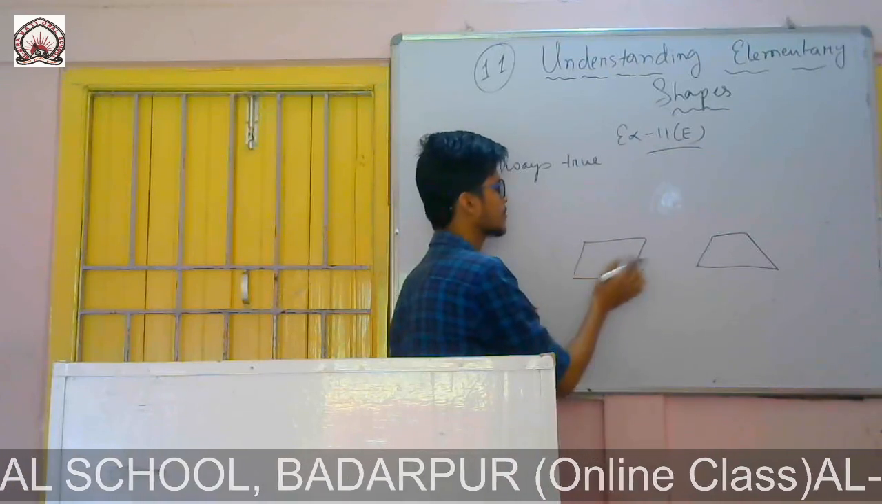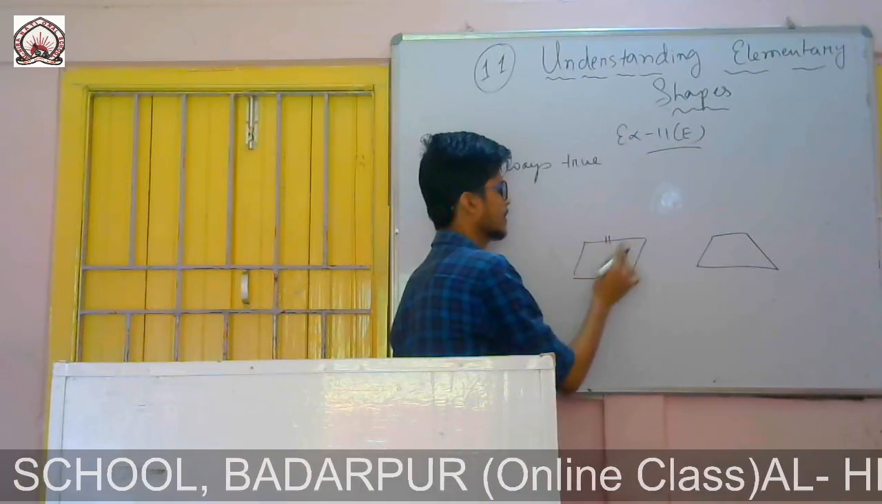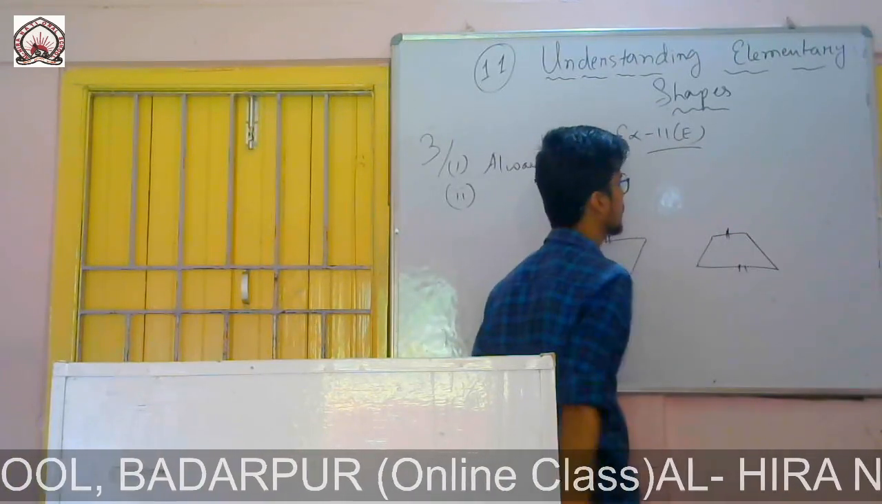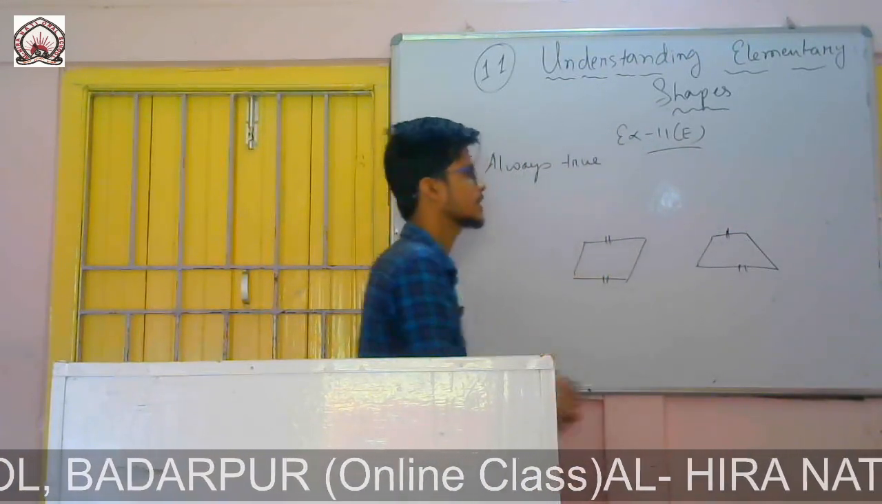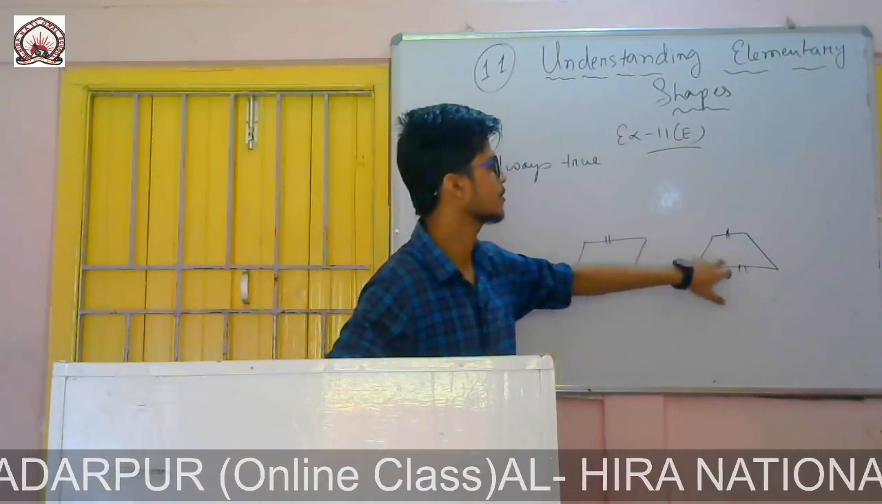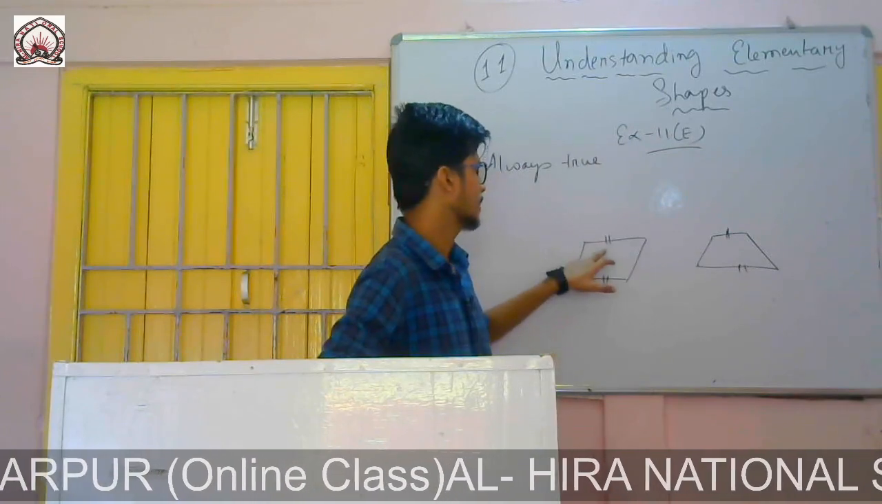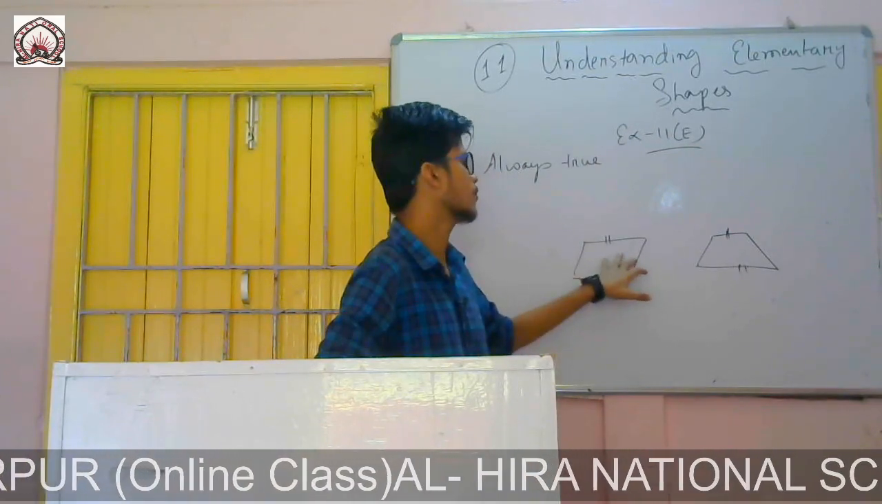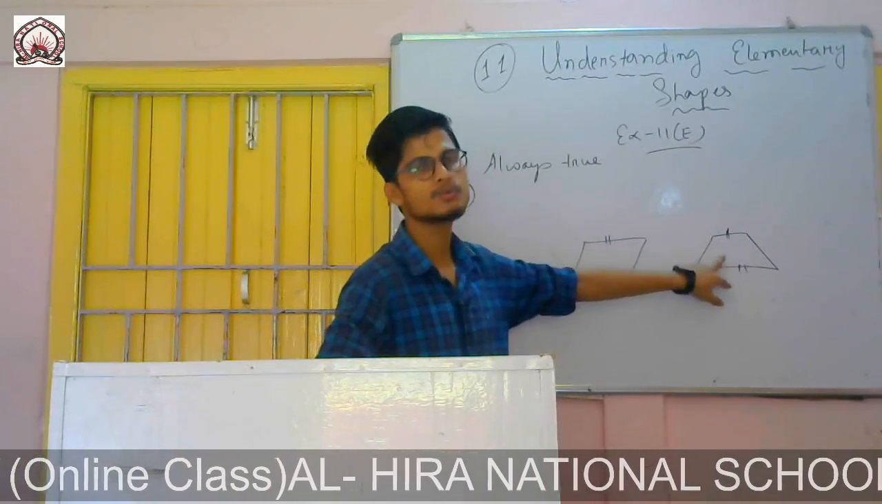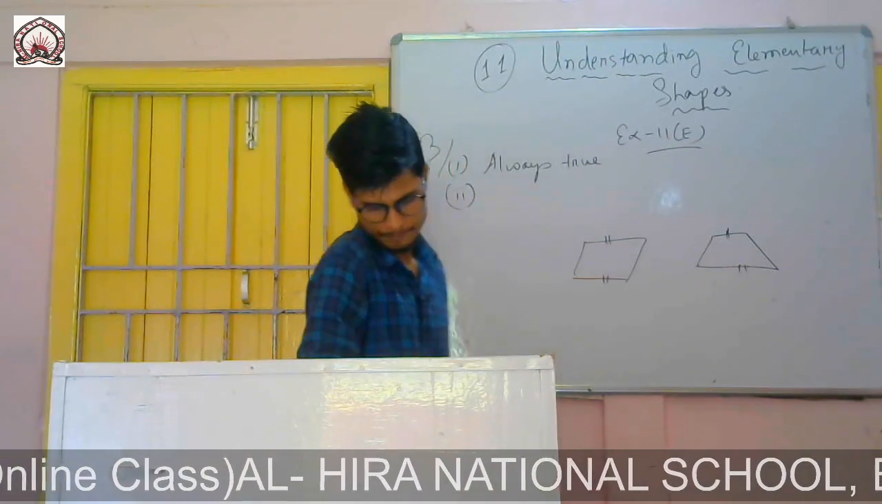If I leave these two sides, just take one side, then in case of trapezium also only one pair of sides are parallel to one another. But in case of parallelogram, all the four sides are parallel; to be a trapezium only two sides should be parallel.